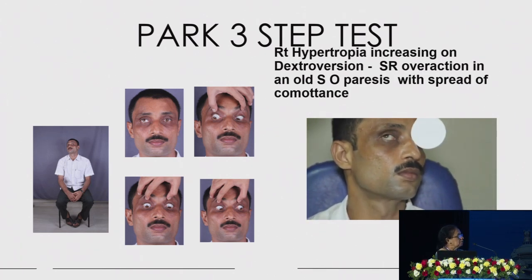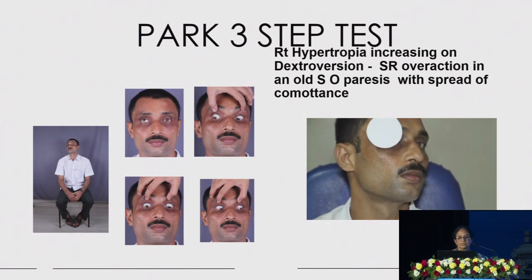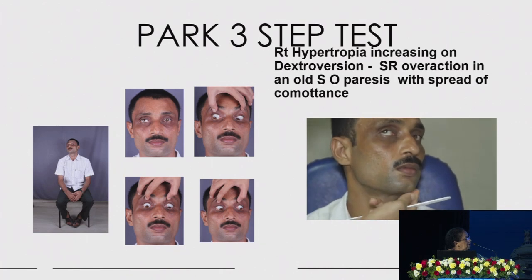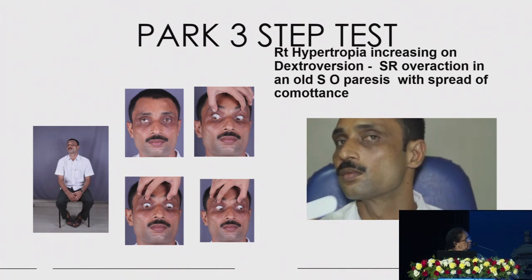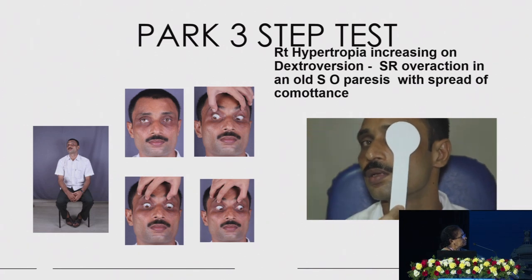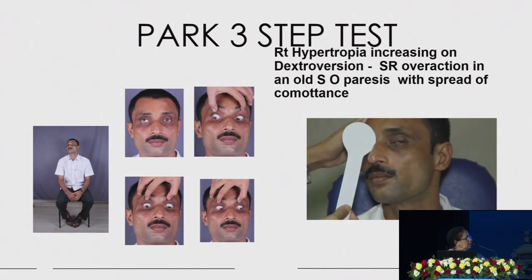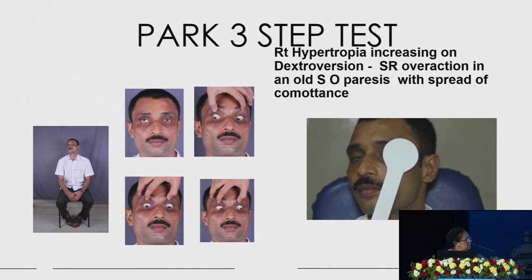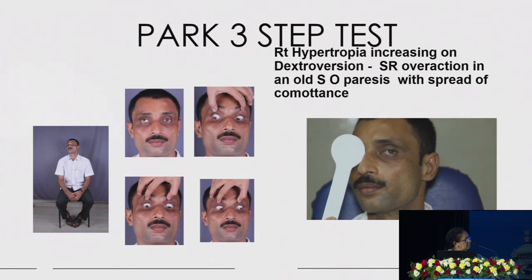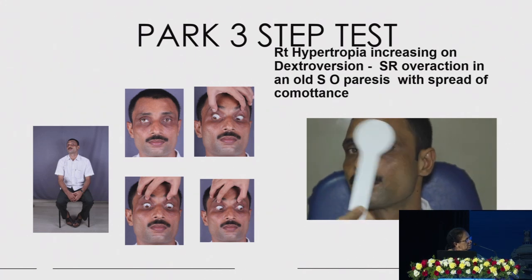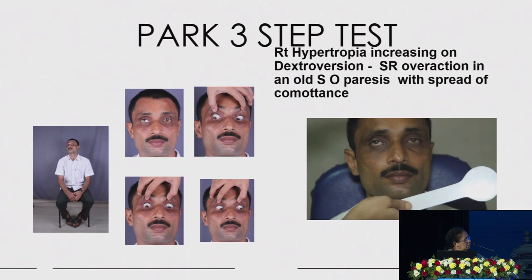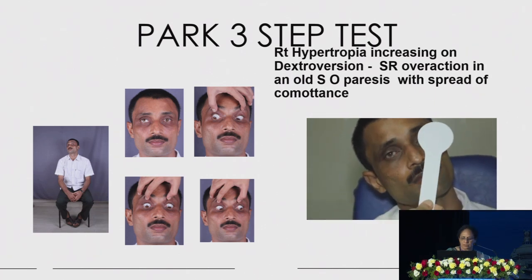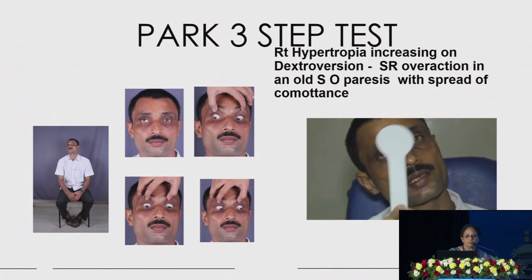This is very important in a cyclovertical muscle palsy. See, this patient originally has got a head posture and the right hypertropia. This was an old superior oblique palsy which got decompensated and resulted, and now the prominent feature is a superior rectus overaction. So this is the measurement you are taking in the face turn position. The patient is looking at the Snellen's chart, and then you tilt the head like this and take the measurements again. That is how you do the Parkes 3-step test, which is important in cyclovertical.